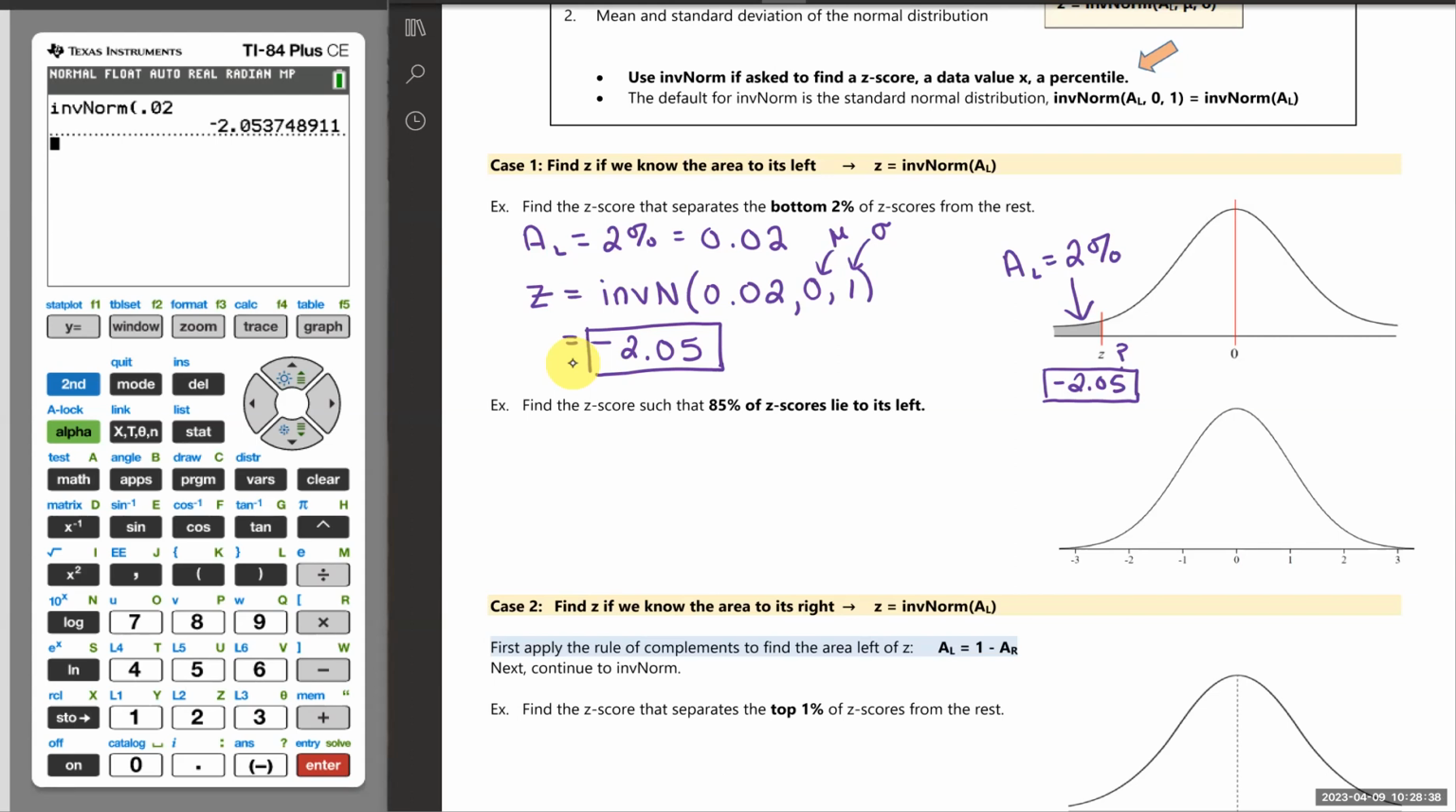Okay, so the second one, find the z-score such that 85% of z-scores lie to its left. This would be saying find the z-score that separates the bottom 85% of z-scores from the rest. So there are different ways to say to your left. You can say to your left, or again, you could call it the bottom. Either way, the given information is the area to the left is known. They want it to be an 85% area, so 0.85. And then finding that z-score, you just enter that area to the left into inverse norm.